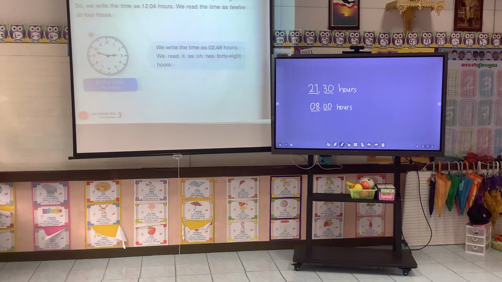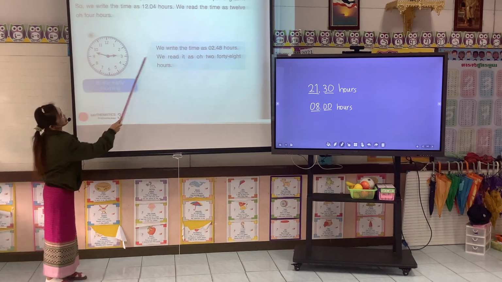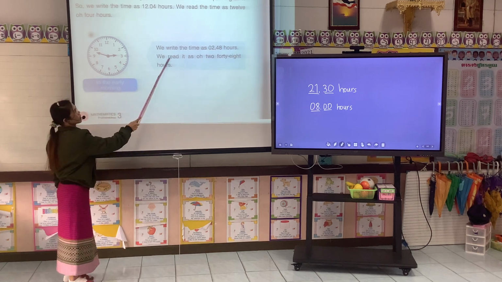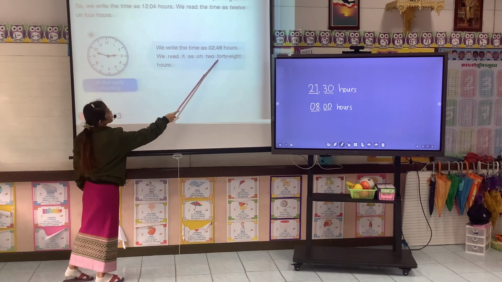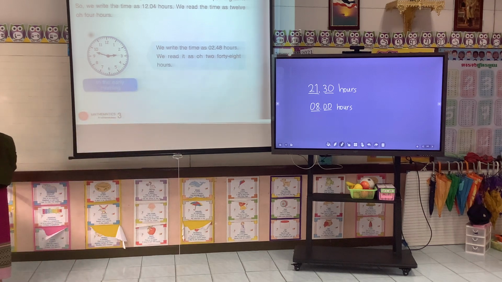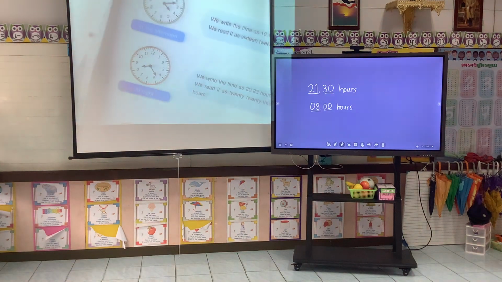Here, in the early morning, this clock shows 02:48 hours. We read it as 02:48 hours. That's how we read in the 24-hour system. Let's go to the next one.